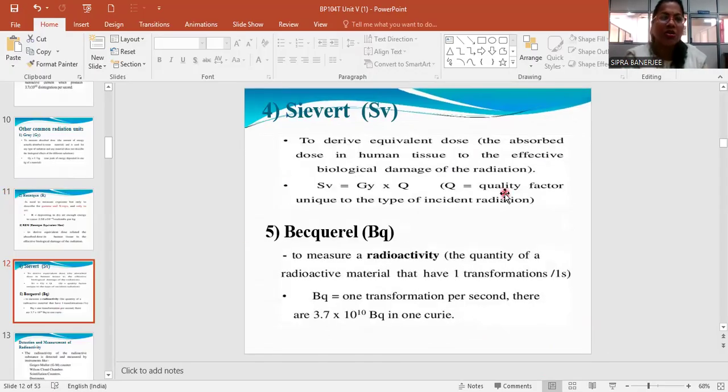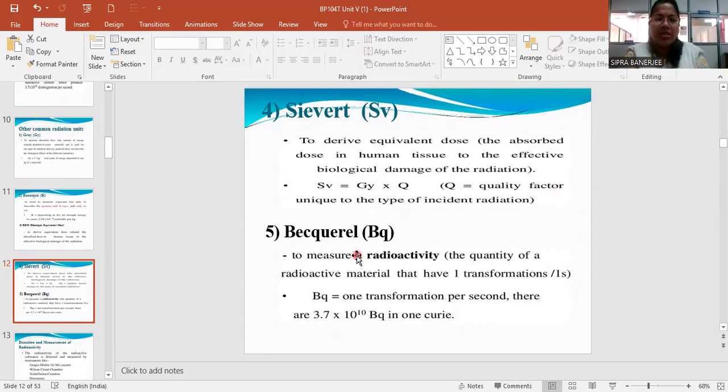Now other units are the Sievert and Becquerel. The Sievert is used to derive the equivalent dose, the absorbed dose in human tissues, through the effective biological damage of the radiation. Sv equals Gy into Q, where Q is the quality factor unique to the type of incident radiation. So it is calculated for the damage produced by the radiation in human tissues.